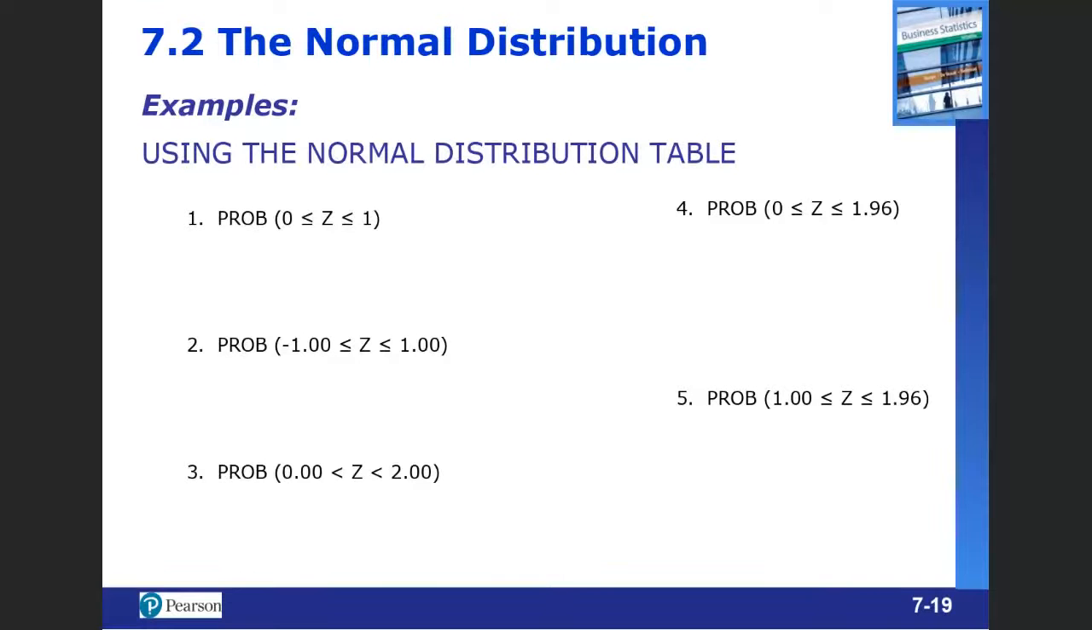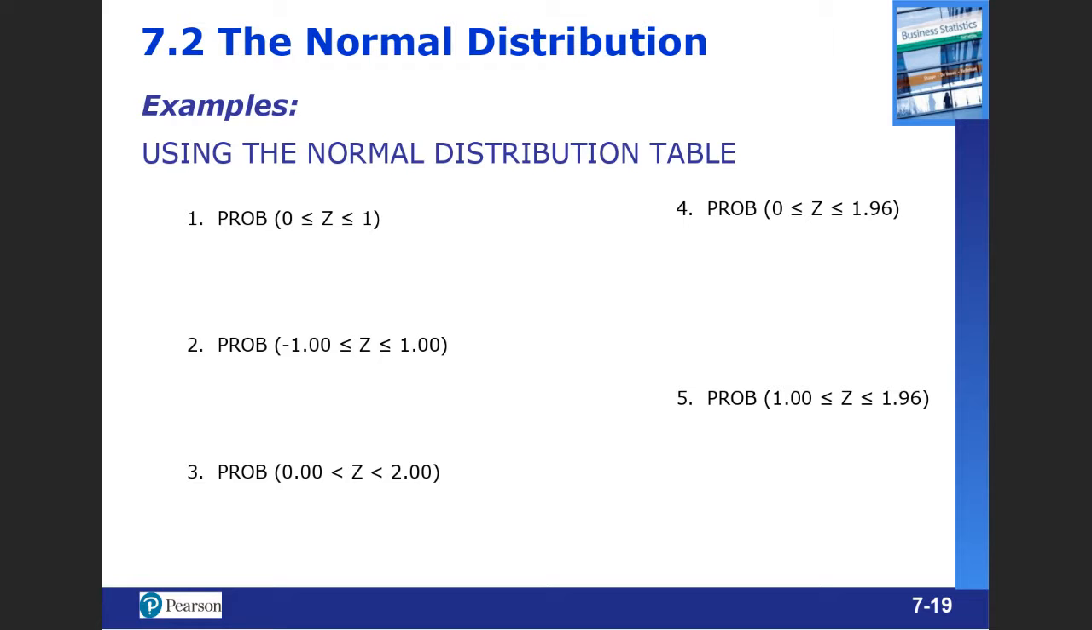Yes, I just want to ask. So the reason we subtracted is because negative one is, I mean, sorry, the 0.1587 is a negative number. Is that why we subtracted it?